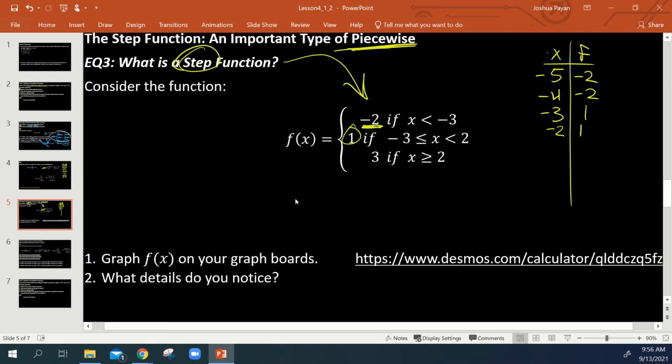At -2, it's 1. At -1, it's also 1. At 0, it's 1. And you kind of get an idea of what your graph is going to look like here. So until we get to 2, at 1, it's still 1. And at 2, well, 2 is not less than 2. It's greater than or equal to 2, so now it's going to behave like this. y is going to equal 3, and it's going to continue that way. So let's see what that's going to look like.